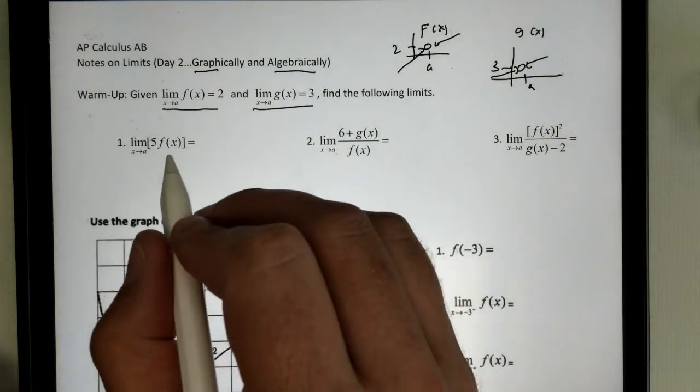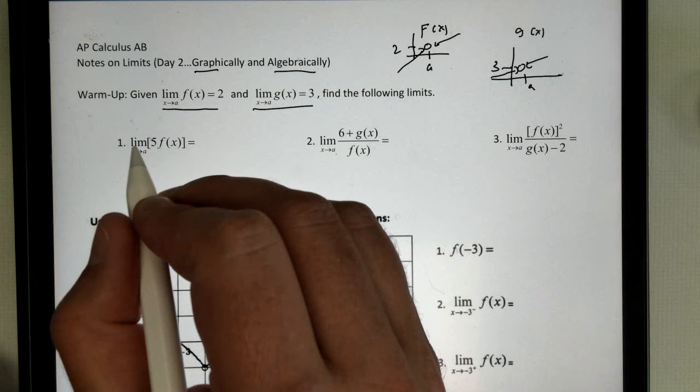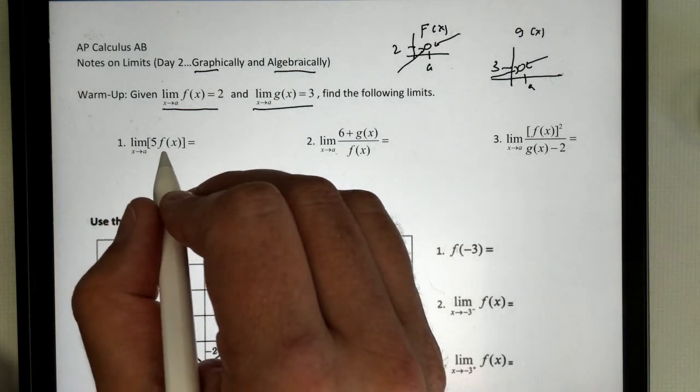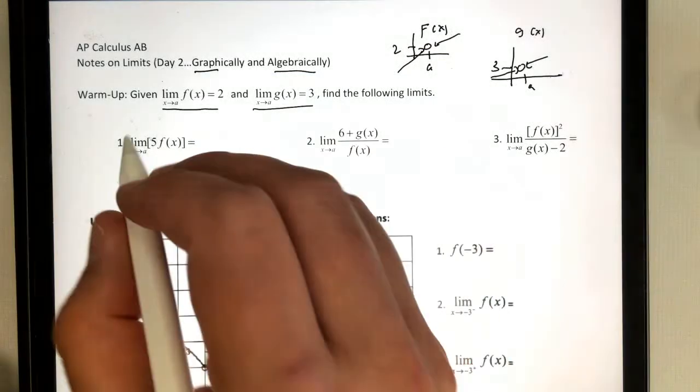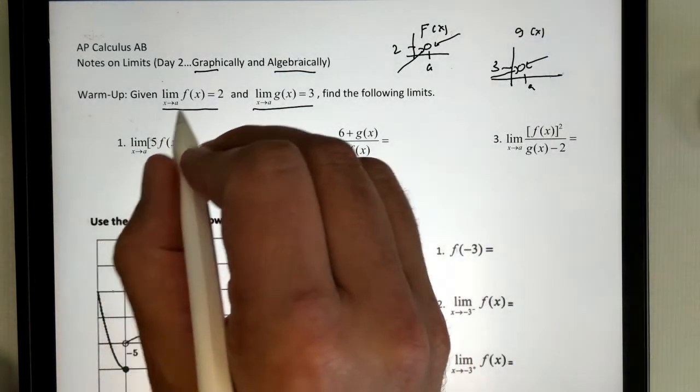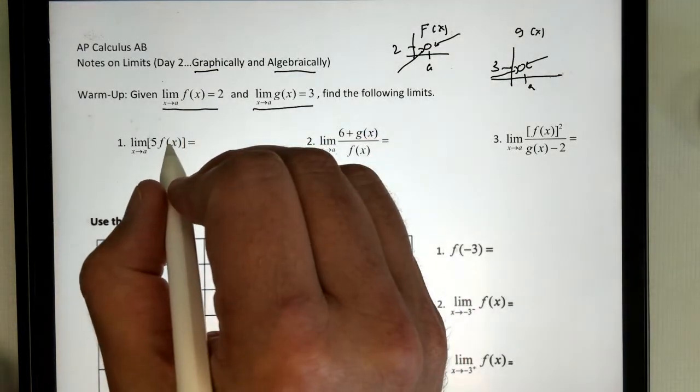So if we look at a question like number 1 right here, this says take the limit as x approaches a of 5 times f of x. So all this is doing is it's just saying, hey, I'm going to take that limit of f, which is 2, and multiply it by 5.